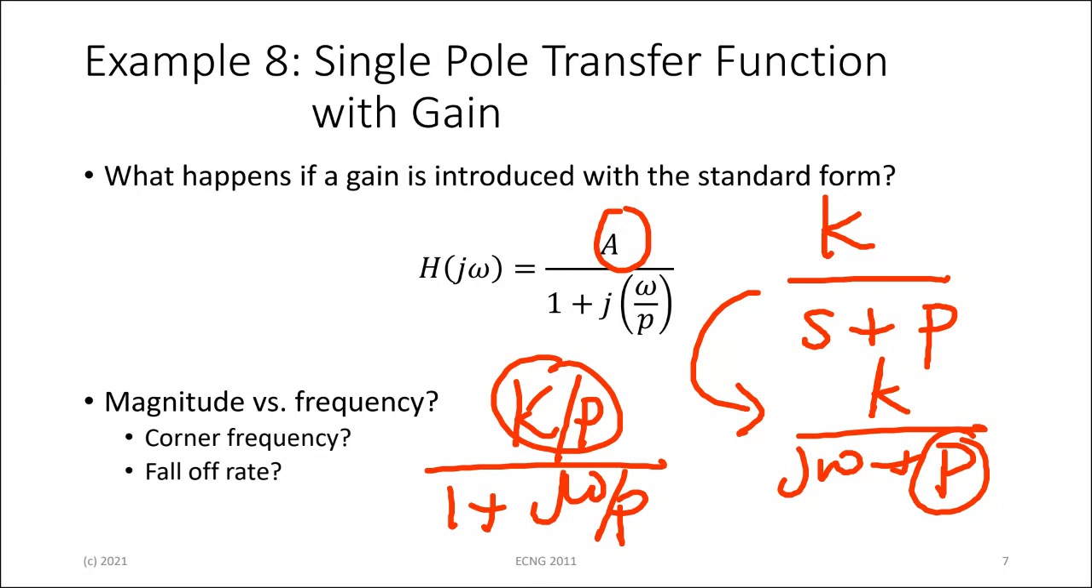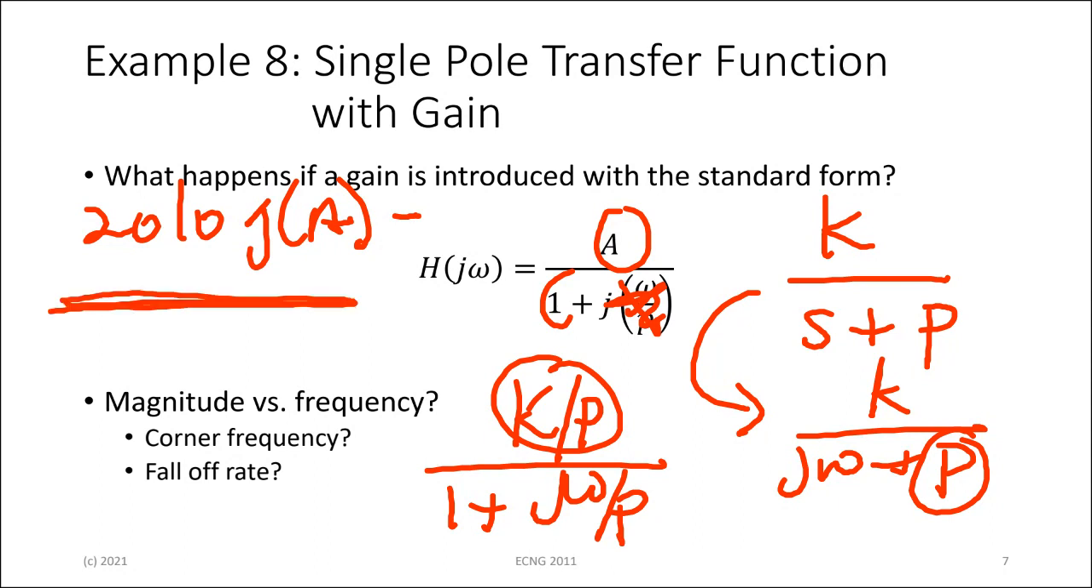And if you do that, what is going to happen when omega is much less than p, right? Omega is much less than p, so this essentially falls out. So what we have is 20 log A minus 20 log of 1, which is 0. So for omega much less than p, the straight line is going to be at whatever 20 log A is going to be. And then when omega is much greater than p, this is the corner frequency. From the point when you reach frequency p, it is going to decrease at minus 20 dB per decade, whatever A happens to be.